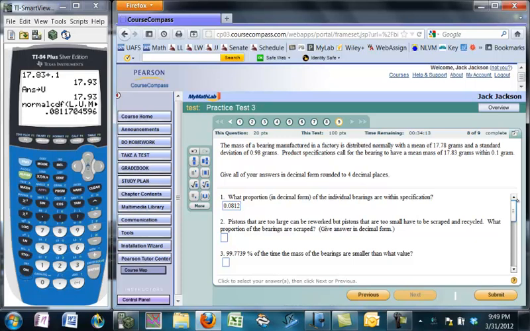Okay, continuing on, pistons that are too large can be reworked, but pistons that are too small have to be scrapped and recycled. Perhaps the large ones can be filed down or something. But if they're too small, we just got to melt them down and start over. Okay, what proportion of bearings are scrapped? So, if X is the mass, we're finding the probability that X is less than the lower limit.